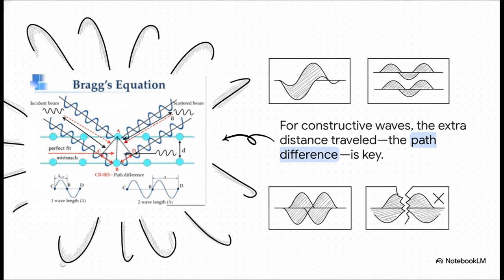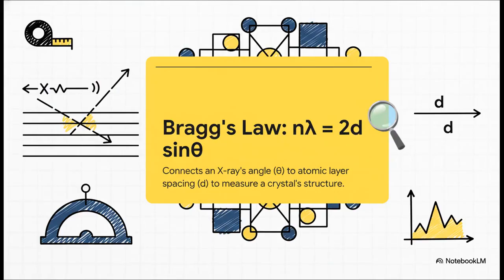Now, for all those bouncing waves to line up perfectly, to be constructive, the extra distance that deeper wave travels has to be just right. It has to be a perfect whole number of wavelengths. Not 1.5, not 2.7, exactly 1 or 2 or 3. And this brings us to the final piece of the puzzle, Bragg's Law.